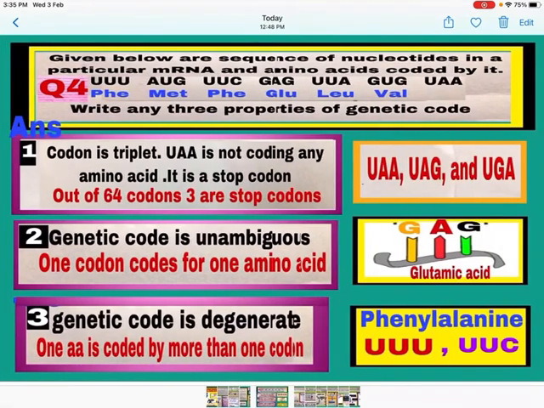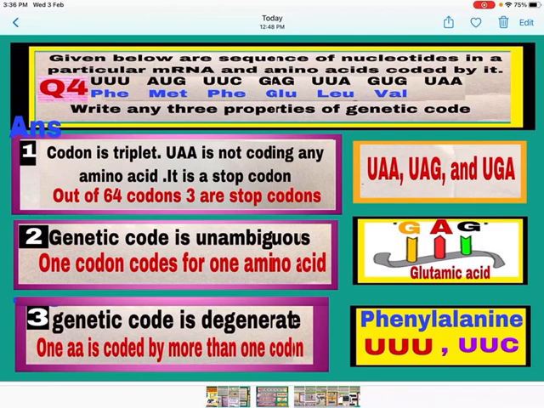Now come to question number 4 based on genetic code. Given below are sequence of nucleotides in a particular messenger RNA and amino acids coded to it. See the given sequence with amino acids and write 3 properties of genetic code. First property is codon is triplet, means sequence of 3 bases form a codon, like UUU, AUG, UUC, all are sequence of 3 bases and they are forming the codon. Also note, UAA is not coding any amino acid.